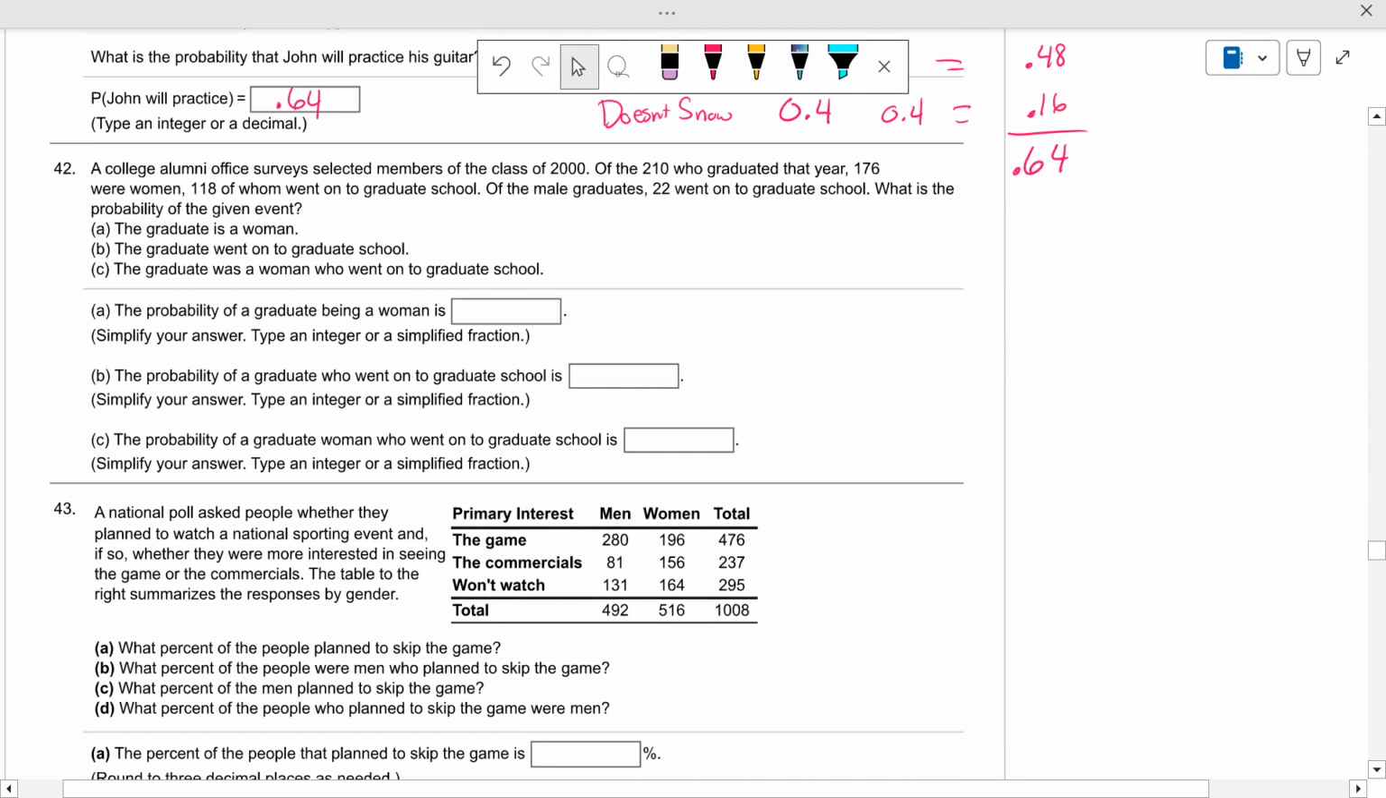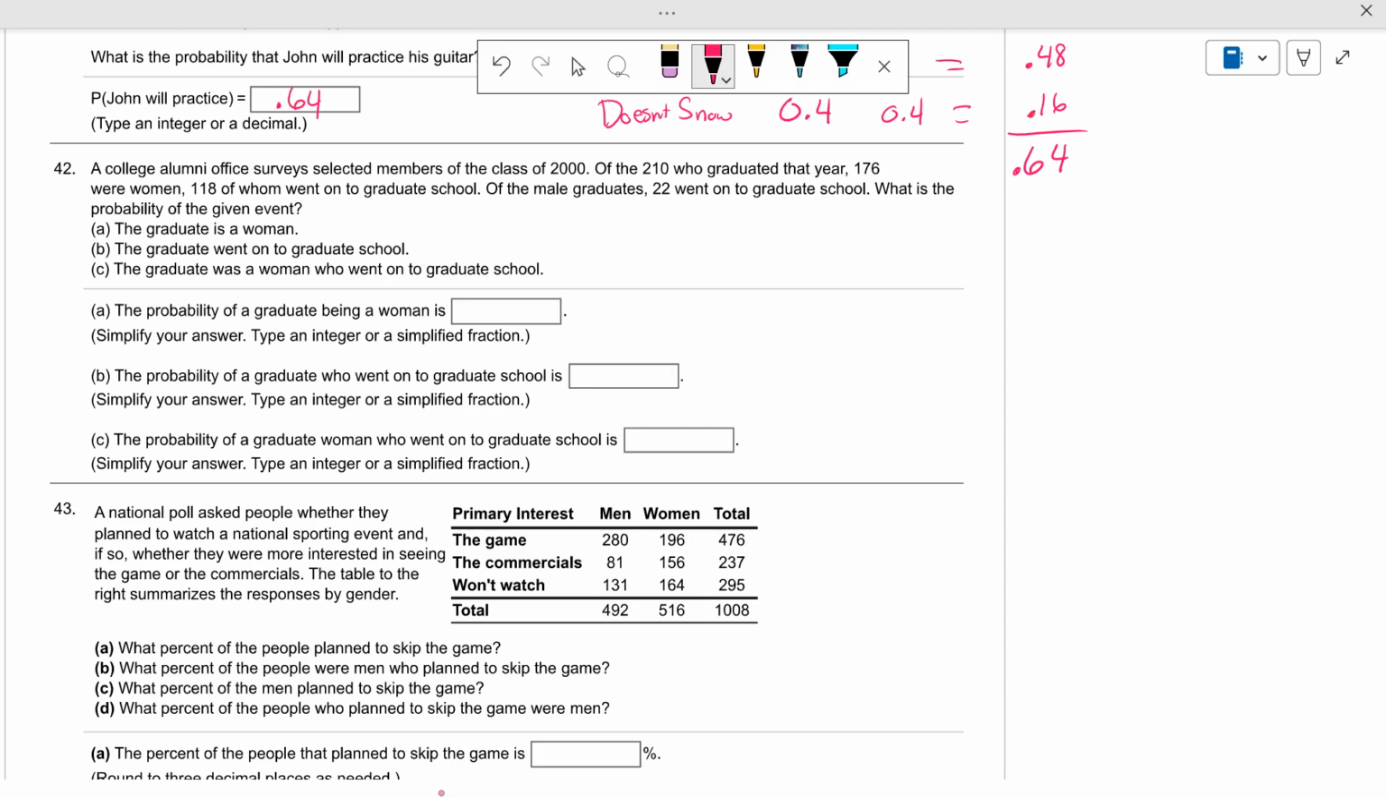College Alumni Office survey selected members of the class of 2000. Of the 210 that graduated that year, 176 were women, 118 of whom went to graduate school. Of the male graduates, 22 went on to graduate school. What's the probability of the given event? That the graduate was a woman.